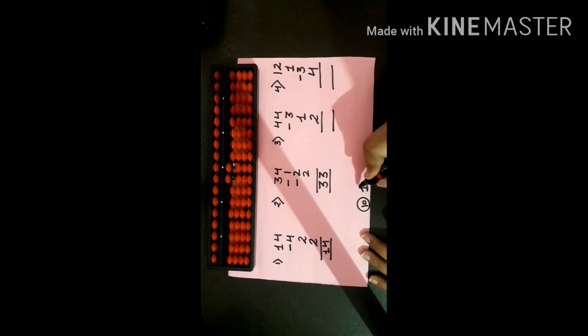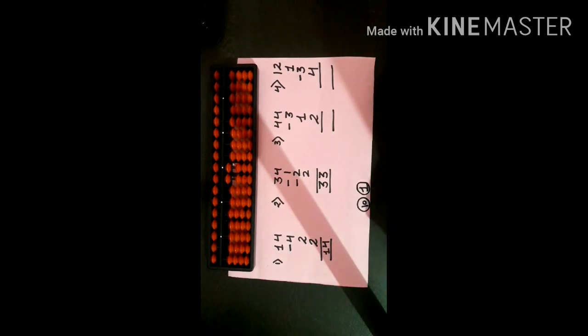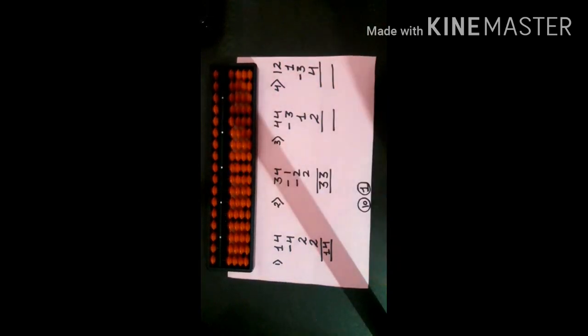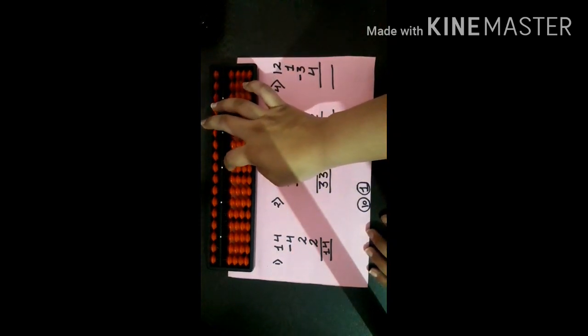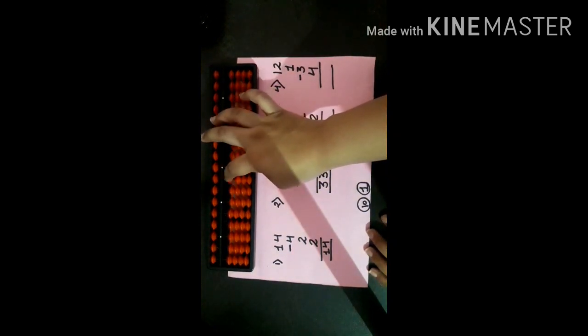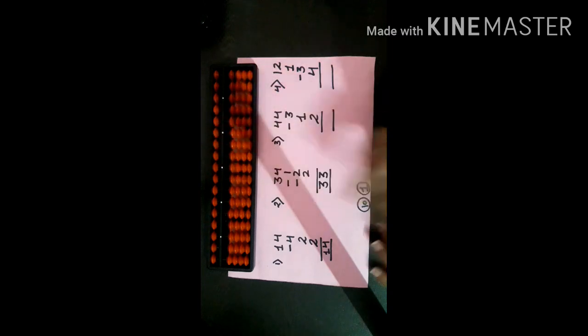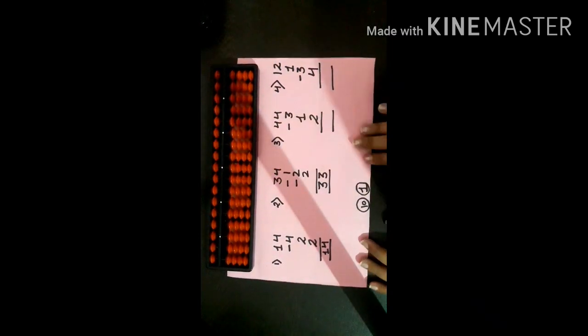Understanding the difference? Okay, now set your abacus again. You have to learn this, that lower bead value is 1 and tens rod value is 10. Now the next question, third one.